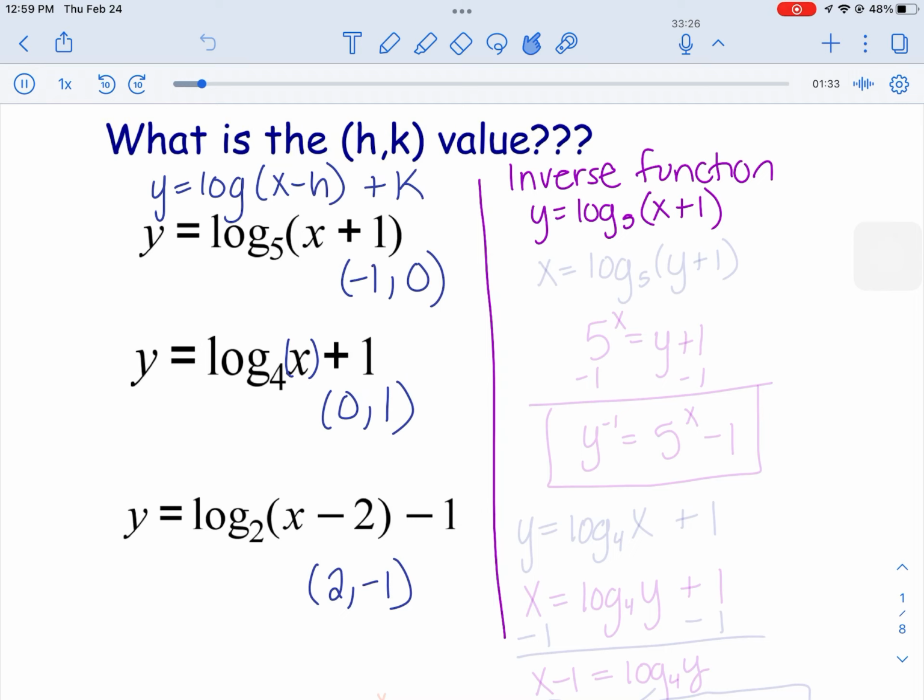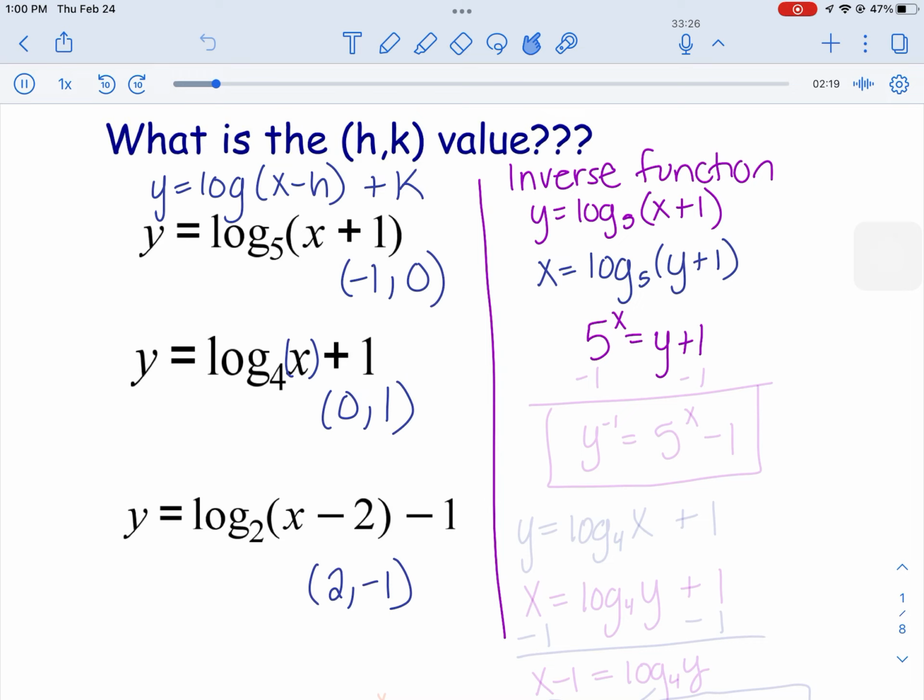So the first step to finding the inverse is switching the x and y, because the inverse switches the input and output. So we'd rewrite this as x equals log base 5 of y plus 1. And then we could rewrite it in exponential form. We want the log to be by itself before we rewrite it. So we have log base 5 of y plus 1 by itself. So then we'll rewrite it, and it would be base 5 to the x power equals y plus 1. So take your base, then you switch your input and your output when you rewrite it from log to exponential.